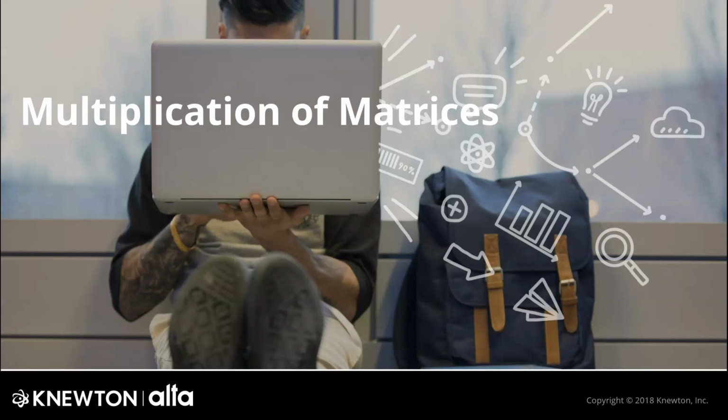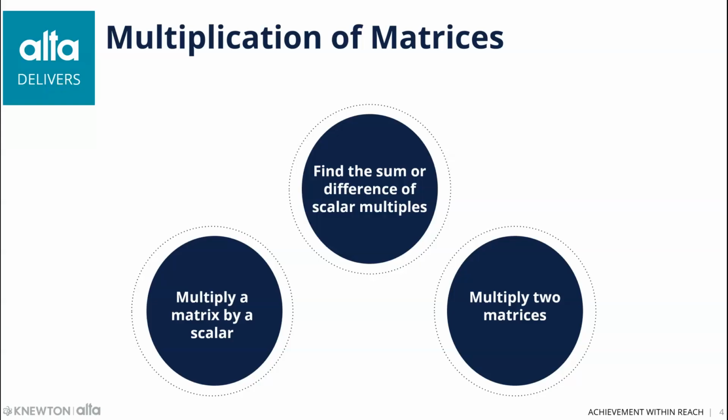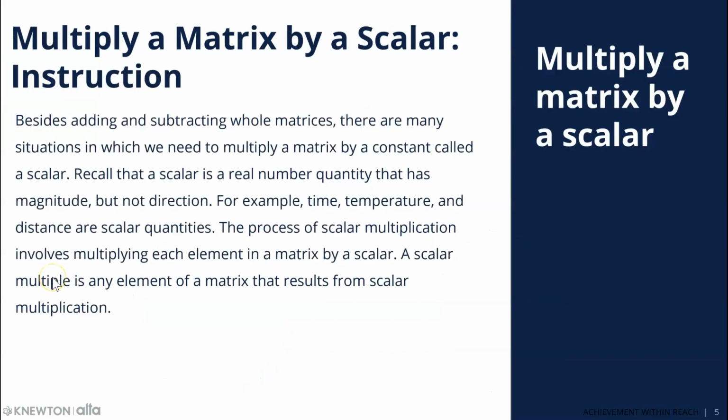Multiplication of matrices. In this lesson, you will learn how to multiply a matrix by a scalar and then find the sum or difference of scalar multiples and multiply two matrices. Now, besides adding and subtracting whole matrices, there are many situations in which we need to multiply a matrix by a constant. We call this constant a scalar.